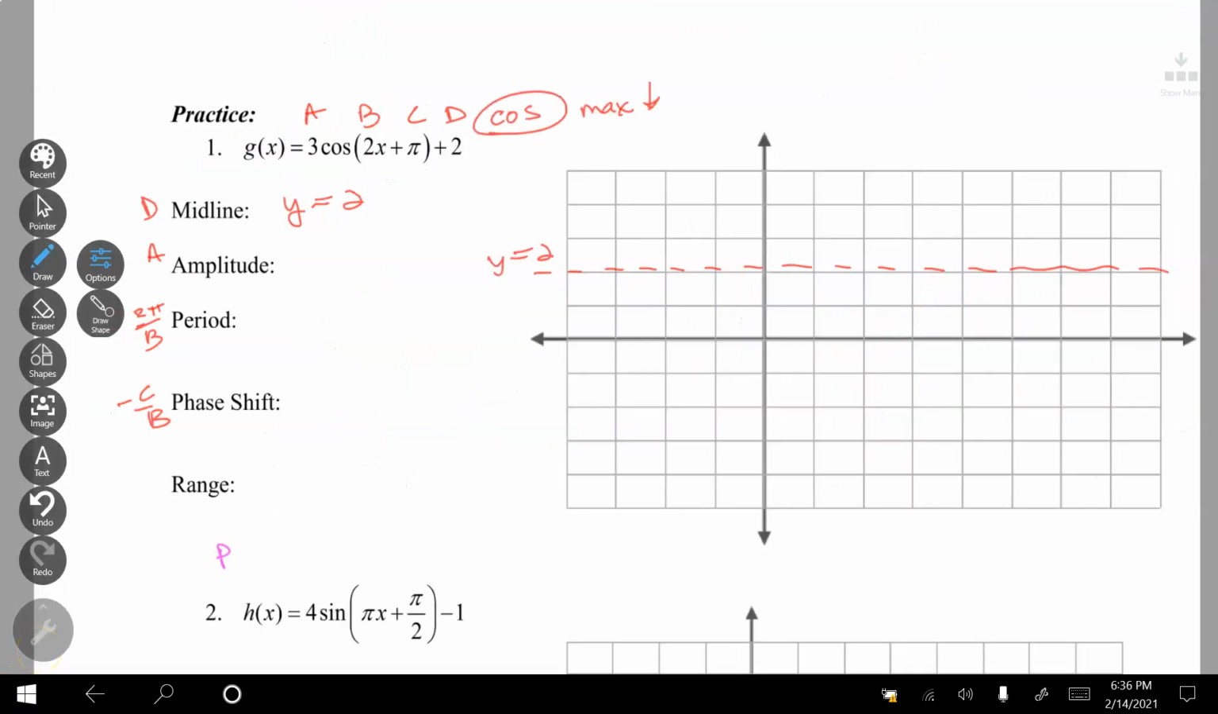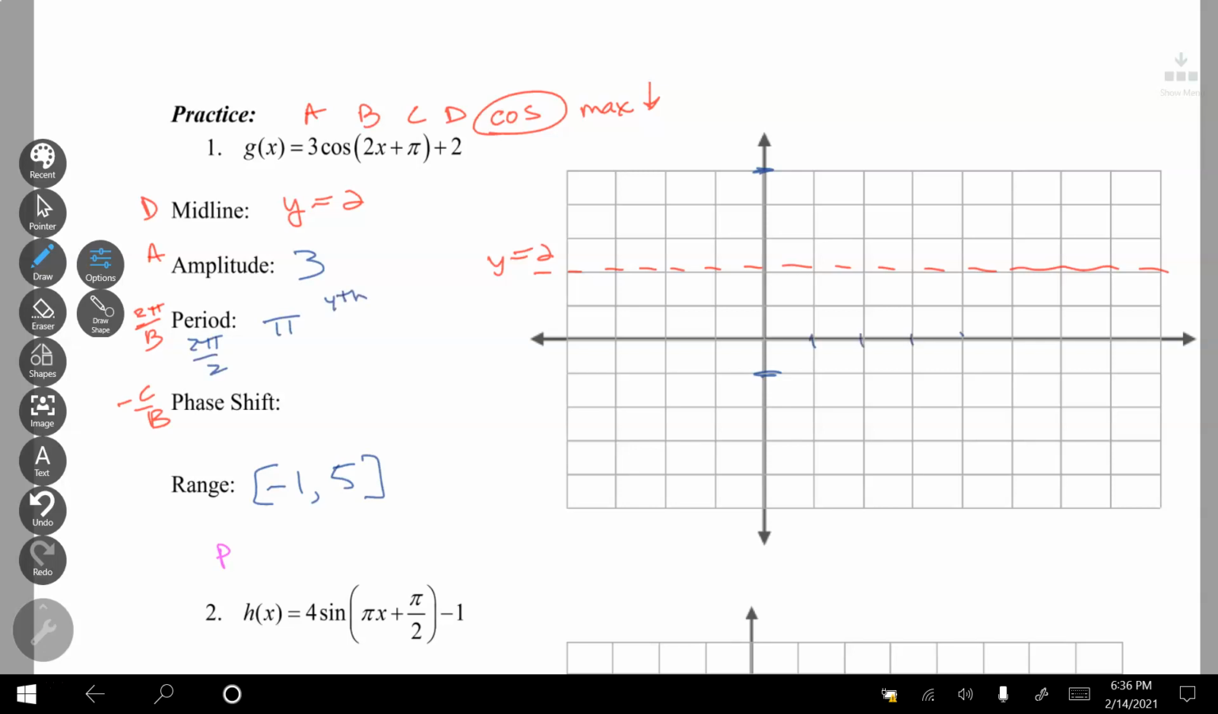Okay, the next problem, I see I have this 3 cosine of 2x plus pi, plus 2. The midline is at the end, which is 2. The amplitude is the initial number, just 3. I'm going to go 3 up, 3 down. I can see my range is going to be negative 1 to 5. That's obvious. My period is 2 pi over b, so 2 pi over 2. My period is pi.